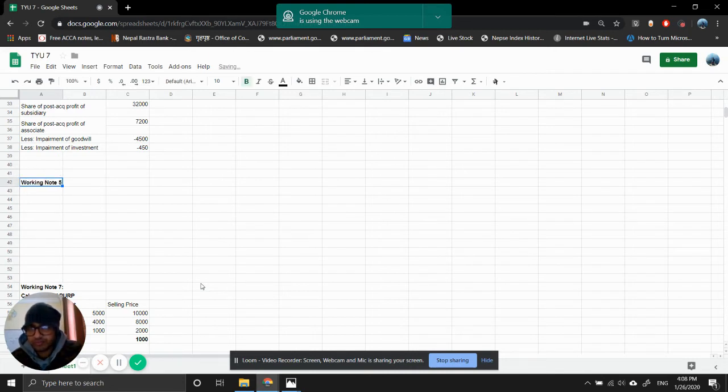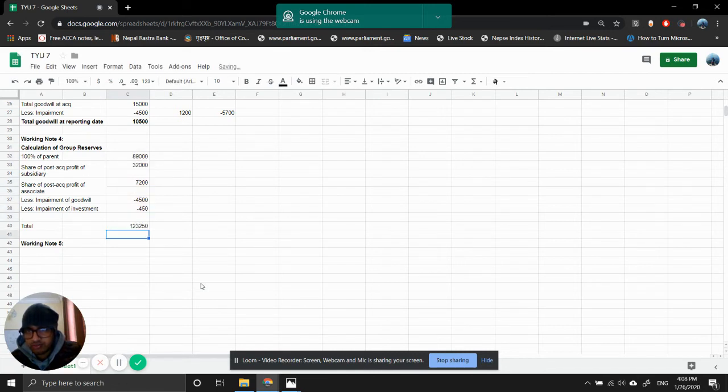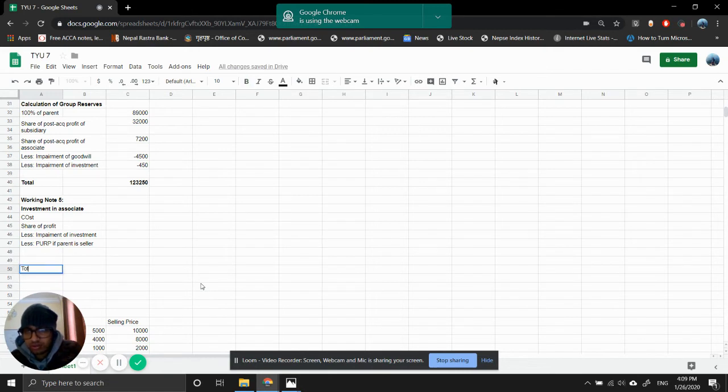So working note 5, okay? Working note 5 total. Just add it up, sum of all these things, 123,250, hold it, and then note 5 will be investment in associate. So in this case, cost, and then after that, share of profit, and after that, less impairment of investment, less URP if parent is seller. Okay, and after that, that's pretty much it, I guess. Total.